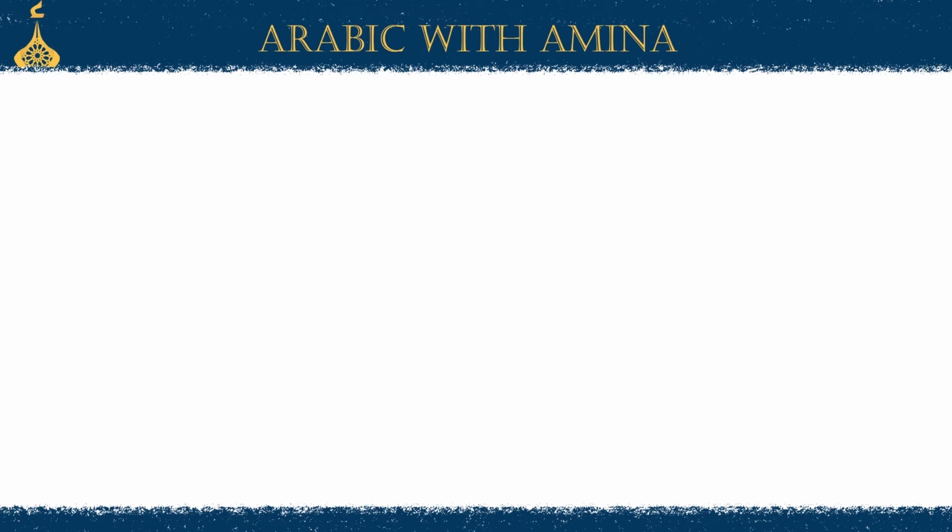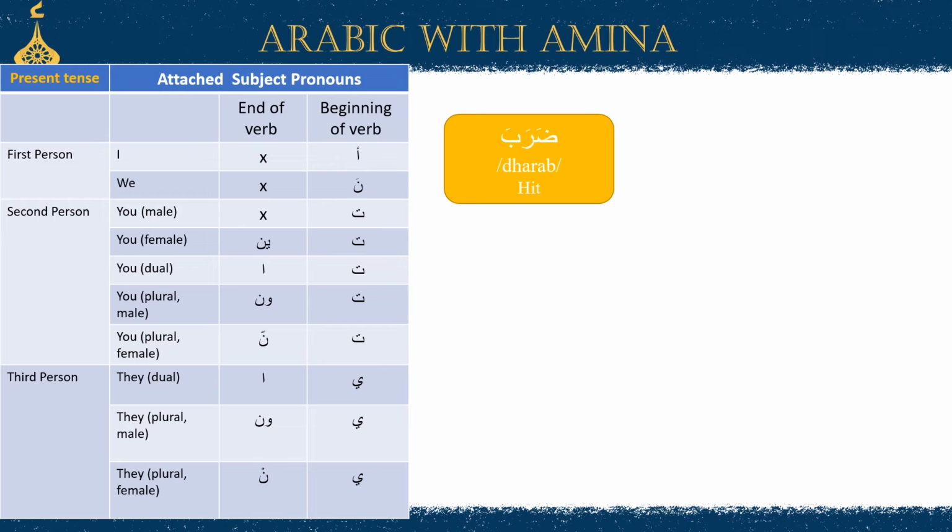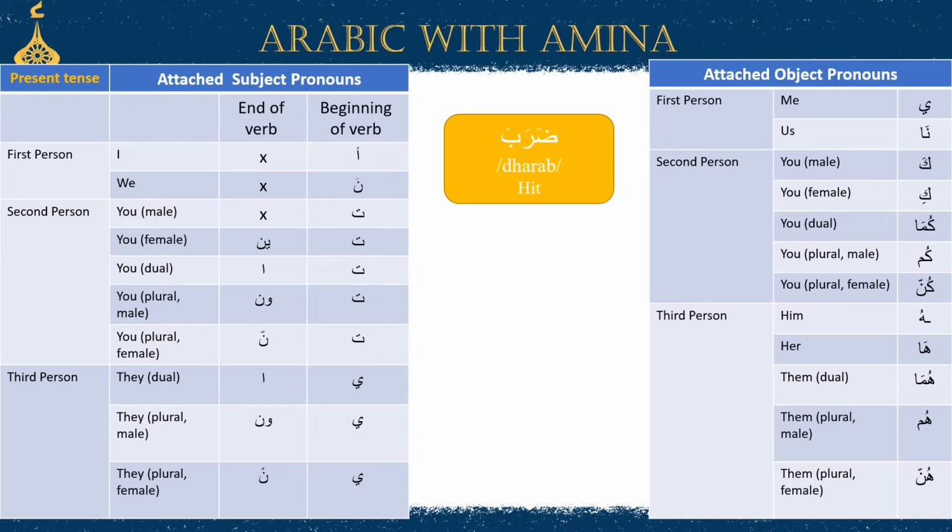Also, we may find both of these types of pronouns, the subject pronoun and the object pronoun, coming attached to one verb. So how do we tell which one is the subject and which one is the object, and how do we even connect both of them to one word? This is our verb, ضرب, which is hit. And this is our table that we were just explaining in the last slide for the subject pronouns in the present tense verb. And this is our table for the object pronouns, which we talked about in the beginning of the video. The subject of the verb is always attached first, and then the second pronoun will be the object pronoun.